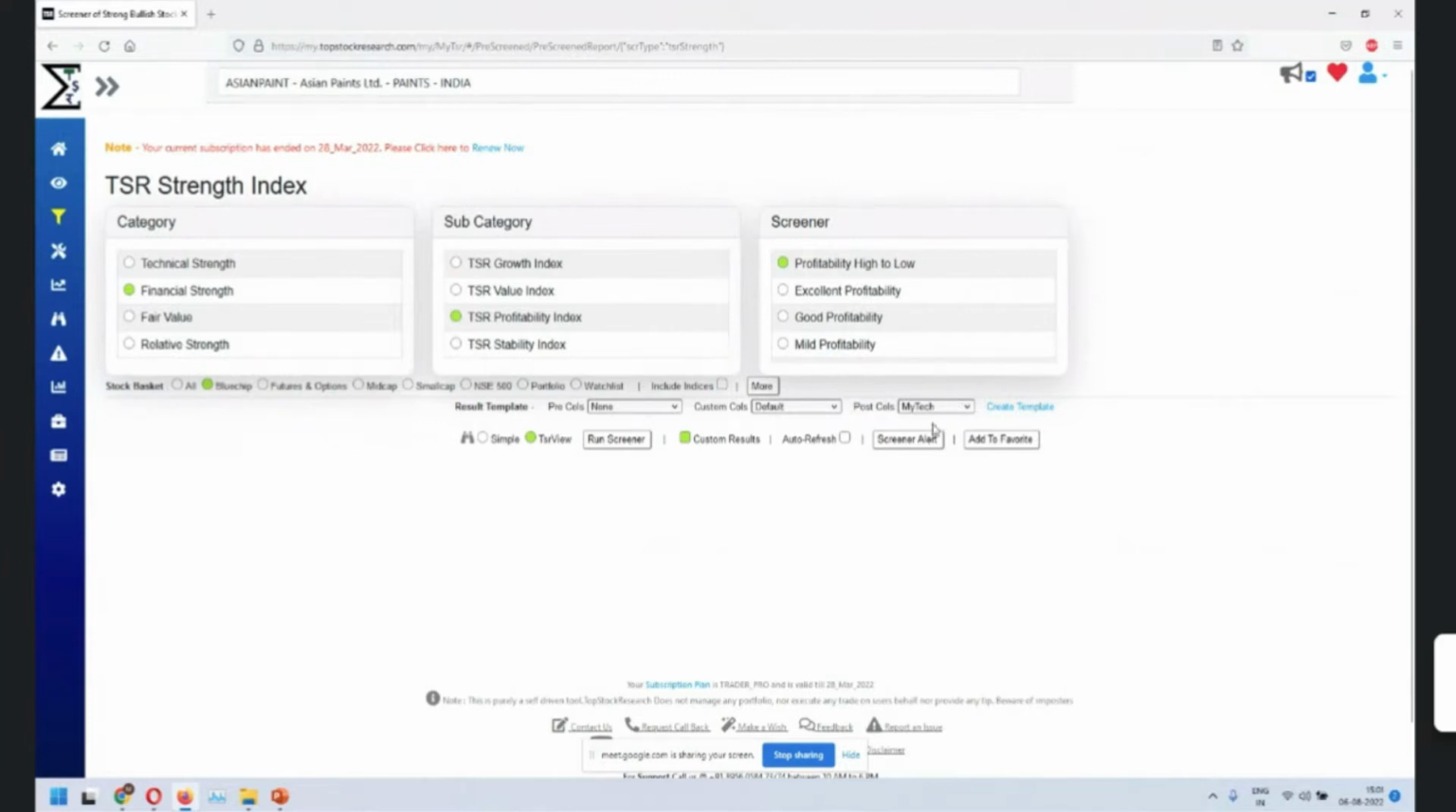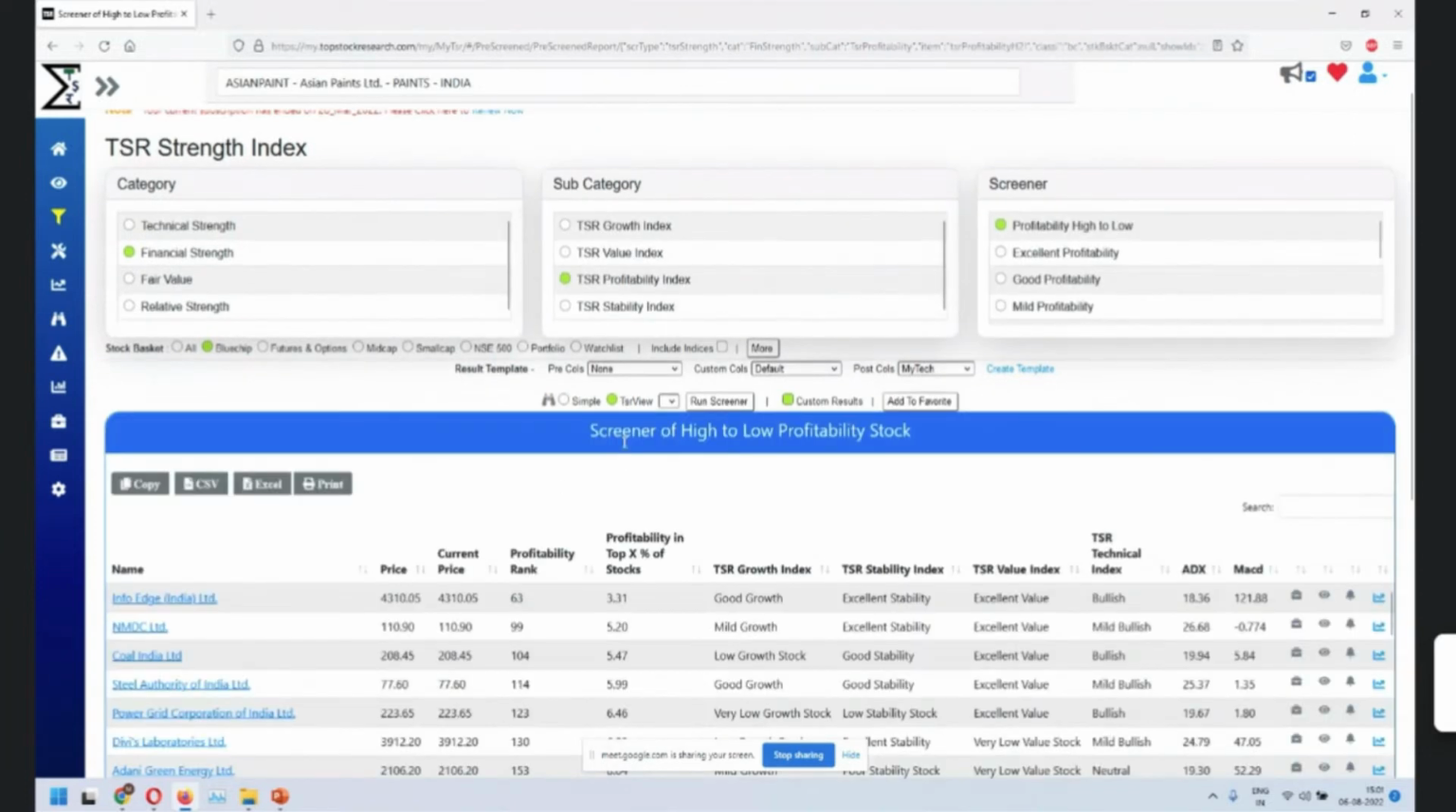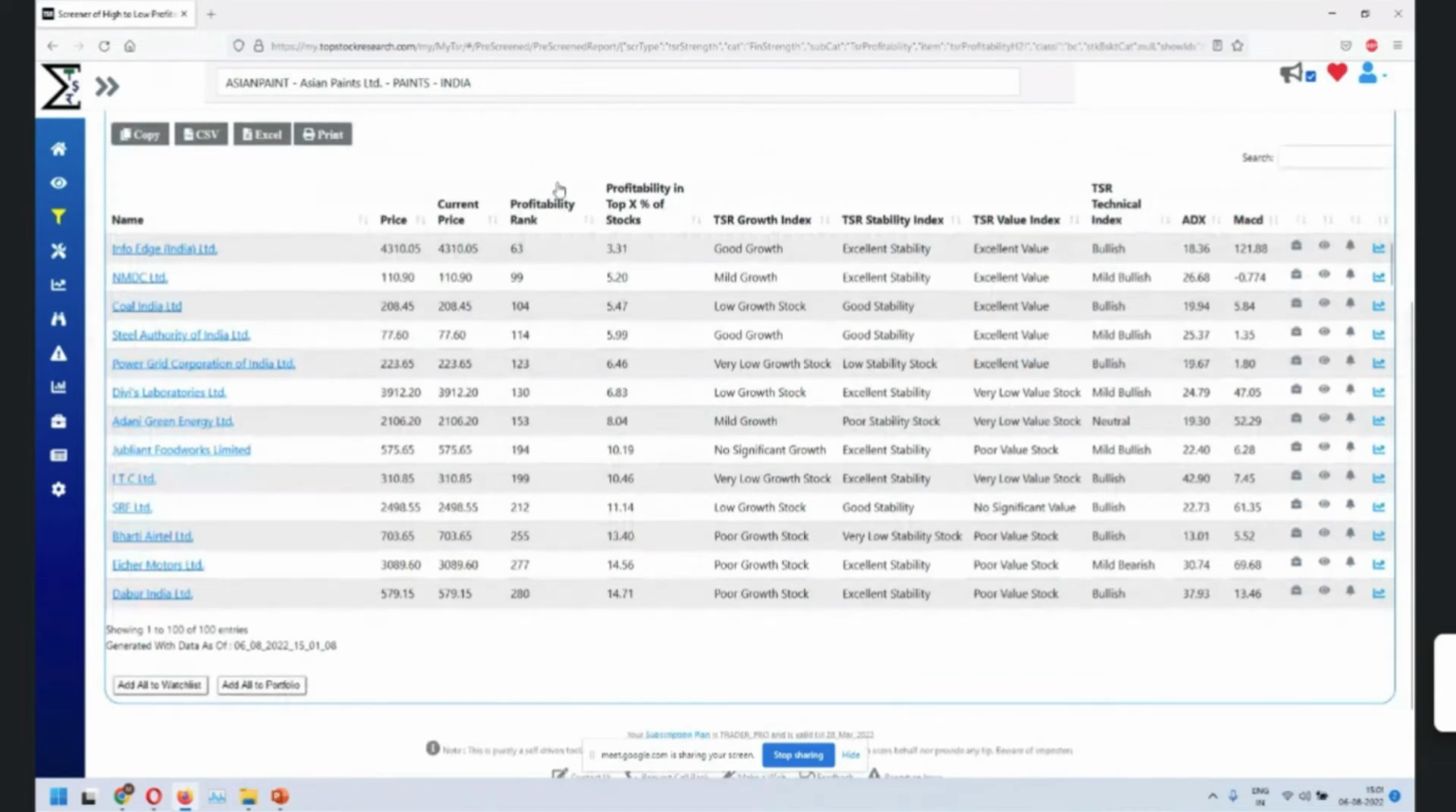You remember in the post field, we had that my tech; that is still retained here, and you'll see those 2 values that we added. Coming back to profitability index, these are the stocks with very good profitability. The best is InfoEdge, followed by NMDC. Along with this, you also get a quick peek at growth, stability, and value. InfoEdge is looking good from a lot of perspectives: technical, stability, growth, purely from what we see out here.